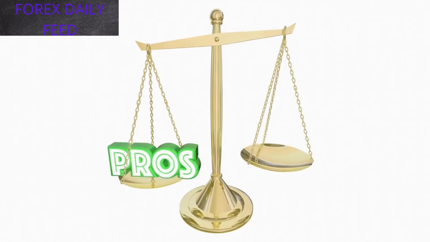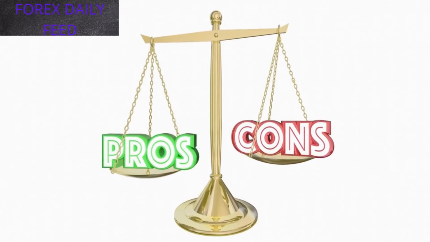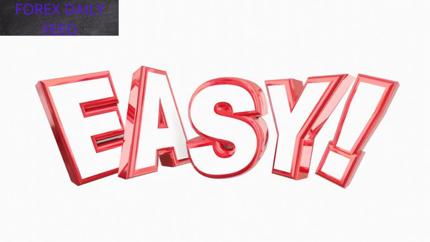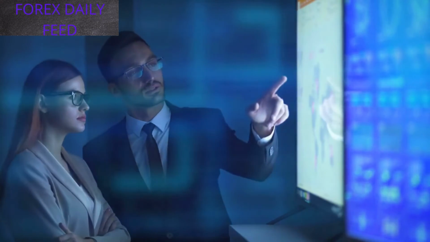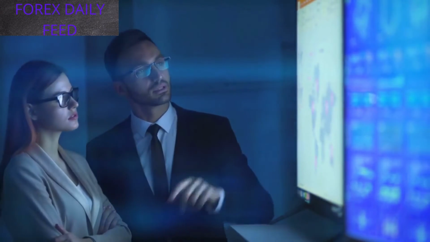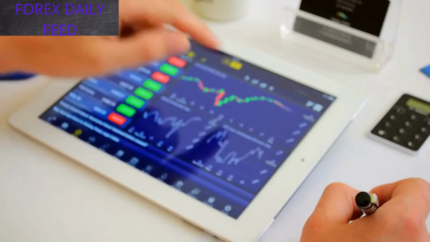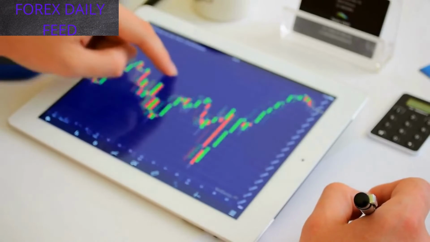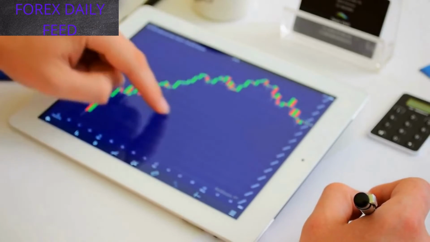Pros of using accumulation distribution line. Using this indicator is relatively easy. It's a good way to determine where the divergence is likely to take place. The AD indicator is present in most platforms such as TradingView, MT4, and MT5.